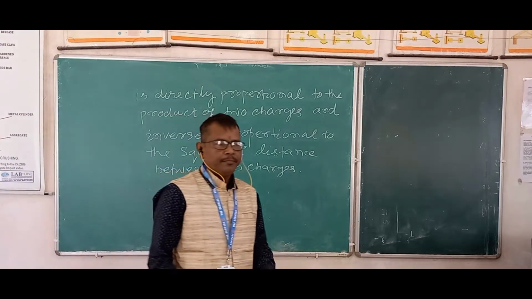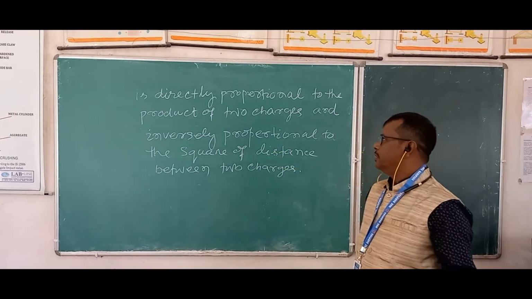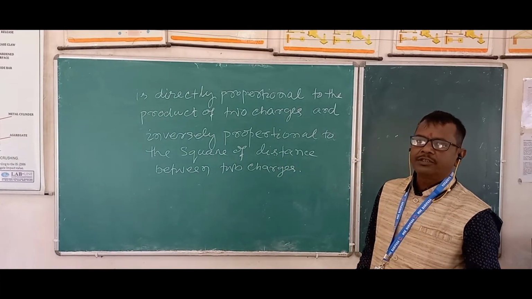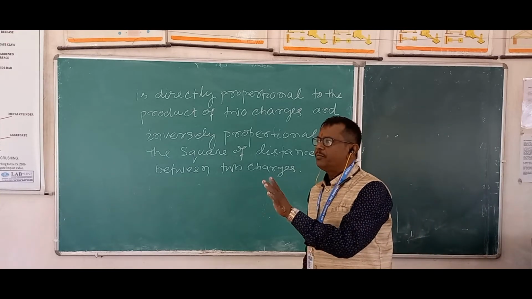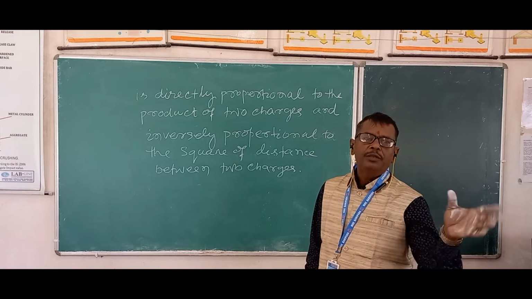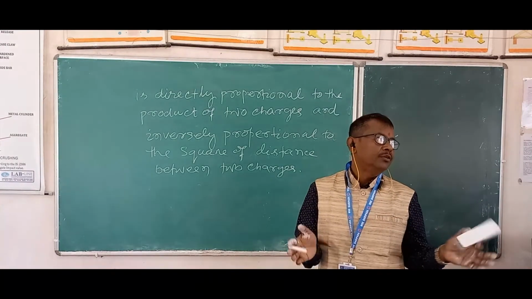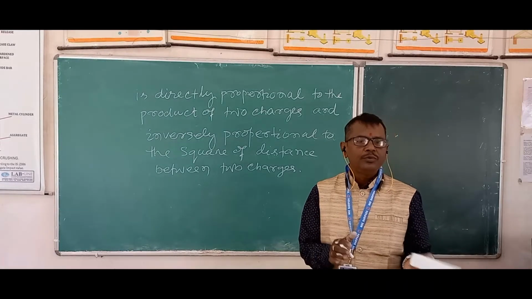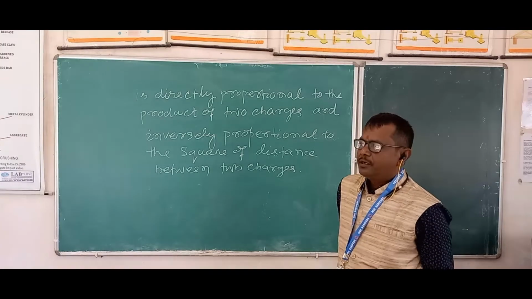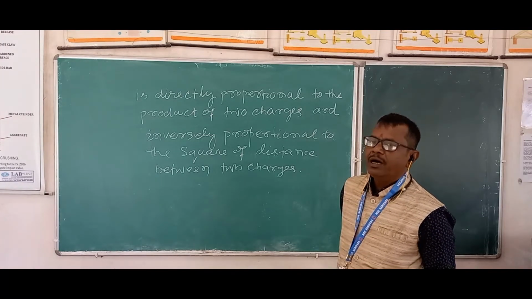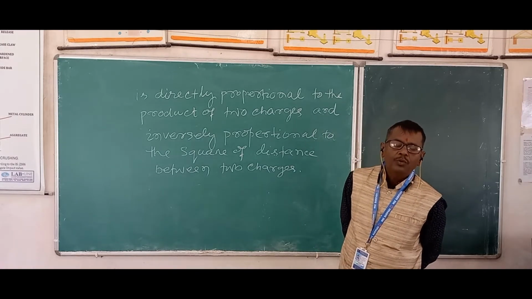Coulomb's law in electrostatics states that the magnitude of force of attraction or repulsion between two charged bodies or between two charges is directly proportional to the product of their charges and inversely proportional to the square of the distance between two charged bodies.